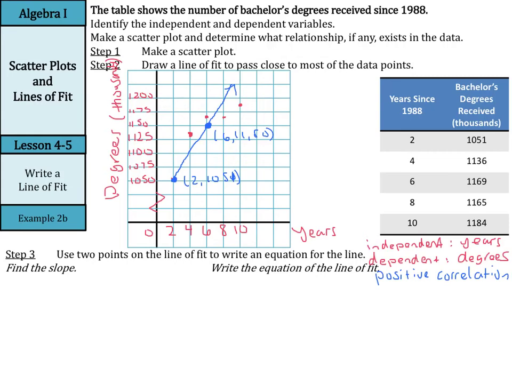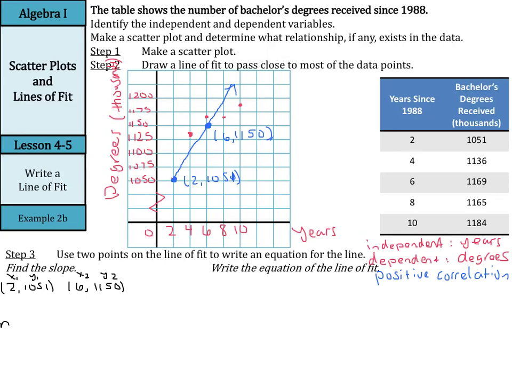So my 2 points, 2 and 1051, and then 6, and it's a little sloppy up there. I can barely read it. Let's rewrite that as 6 and 1150 here. So I can label these x1, y1, and x2, y2.